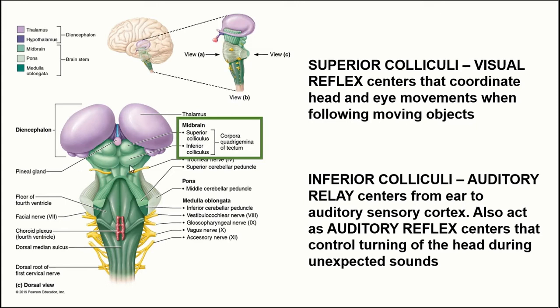The inferior pair are referred to as the inferior colliculi, and these function as auditory relay centers for sensory information going from the ear to the auditory sensory cortex of the cerebrum, where it can be interpreted. These also act as auditory reflex centers that control the turning of the head during unexpected loud sounds, particularly sounds that originate from our lateral sides or from behind us. Those are the major structures of the midbrain.